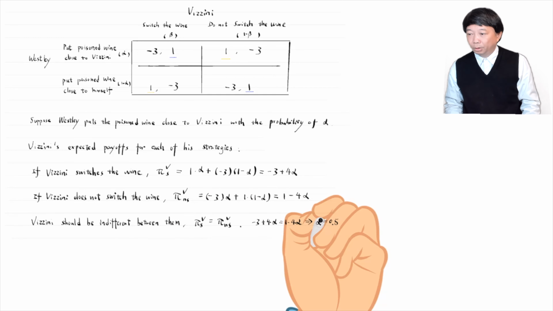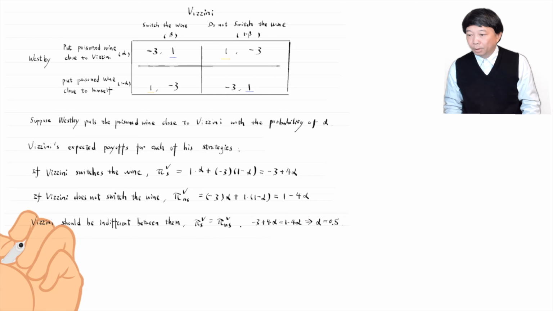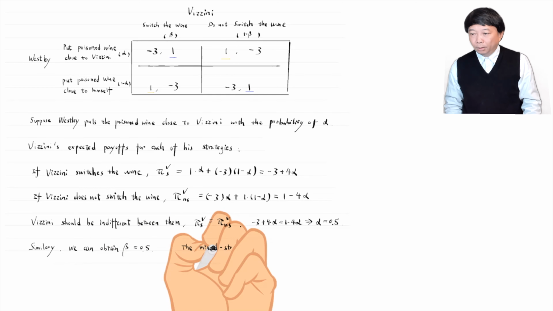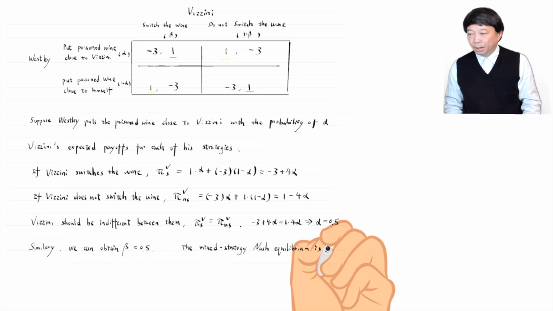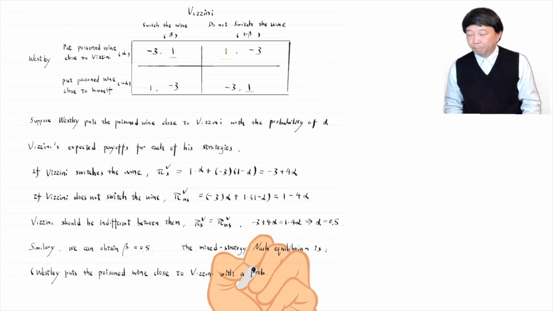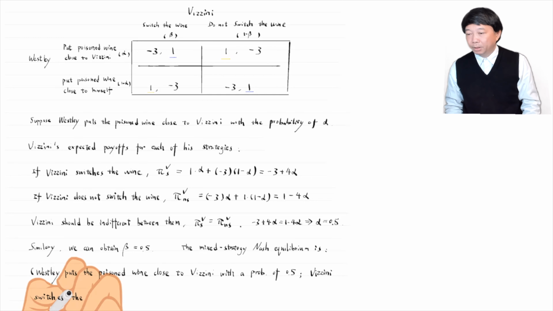The equation leads to the solution of alpha, the probability at which Wesley puts the poisoned wine close to Vizzini, which is 0.5. The same reasoning applies to the other player. We can find beta, the probability at which Vizzini switches the wine, which is also 0.5. Therefore, the mixed strategy Nash equilibrium is that Wesley puts the poisoned wine close to Vizzini with a probability of 0.5, and Vizzini switches the wine with a probability of 0.5.